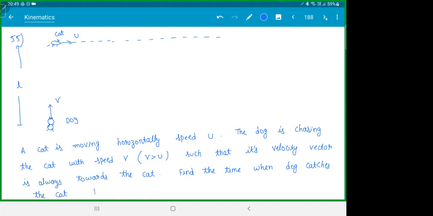The second question, I'll give you as homework. If the cat's speed and the dog's speed are equal, find the minimum distance between the cat and the dog.